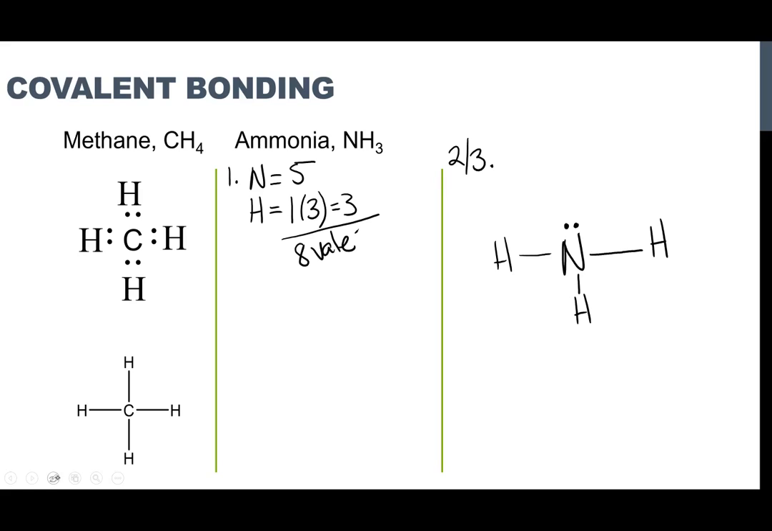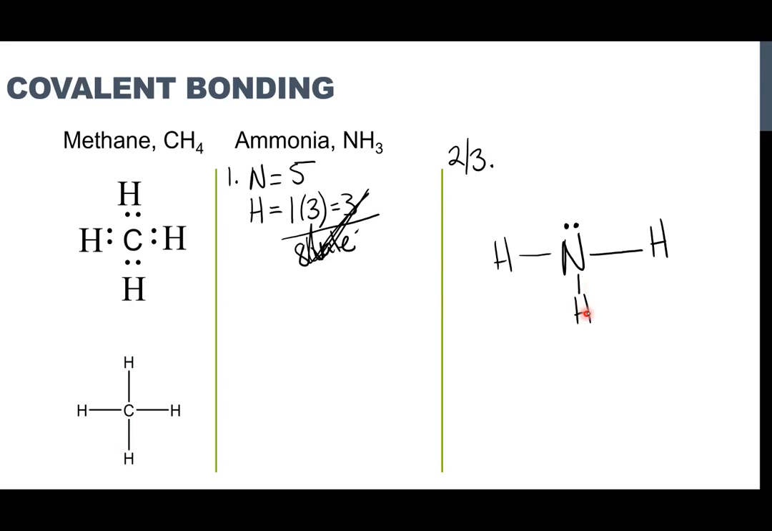So to check my work, I want to make sure that I put 8 valence electrons on the paper. So 1, 2, 3, 4, 5, 6, 7, 8. So I've used all 8 electrons that were brought to the party.